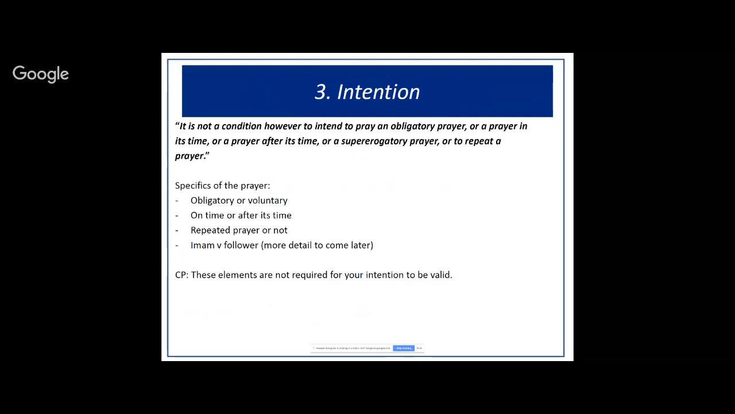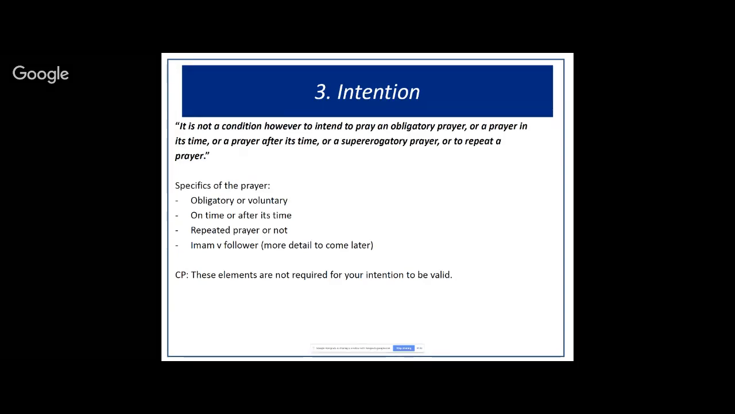And I've added in there as well, are you an imam or are you following? Are you intending to be a follower or you're intending to be an imam? Because we're going to do more detail on this in a few slides' time. But I've included it here. Why? Because these elements are not essential, or arkan, if you would say, for your intention to be valid. Rather, they are additional elements on top of the core intention. The core intention is that you're praying the salah of that time, the obligatory prayer for that time. That's the core niyyah. Now, everything else on top, is it nafl, on time or after time, repeated or not, if you're imam or follower, these things are in your niyyah as well, but they are additional elements.